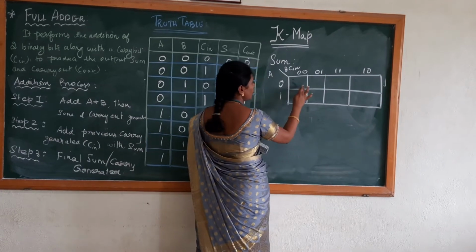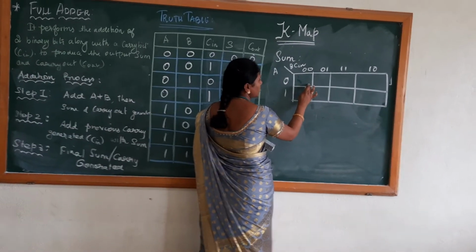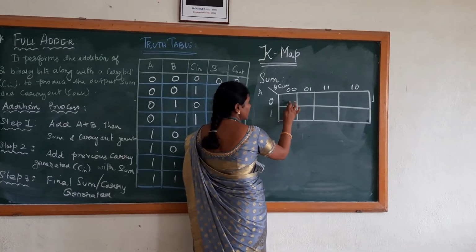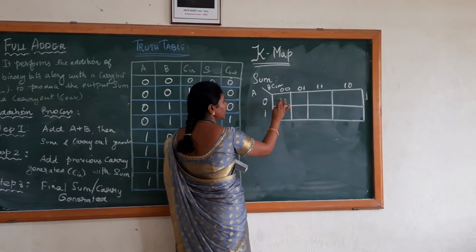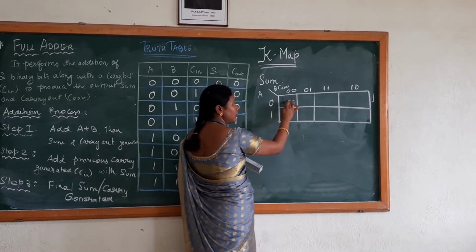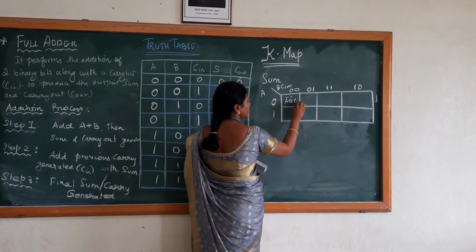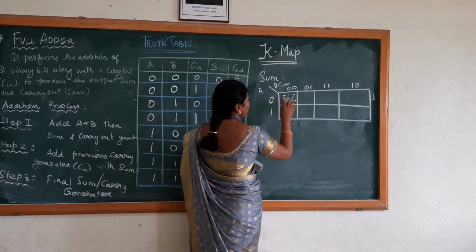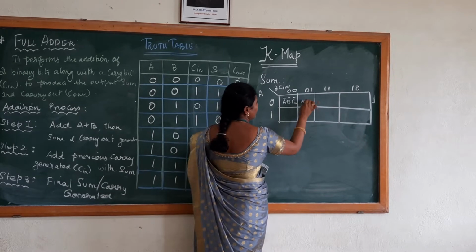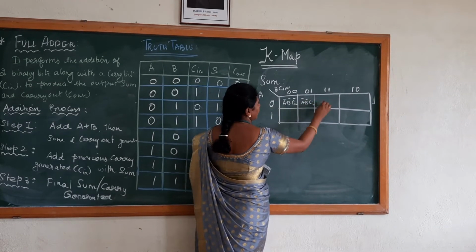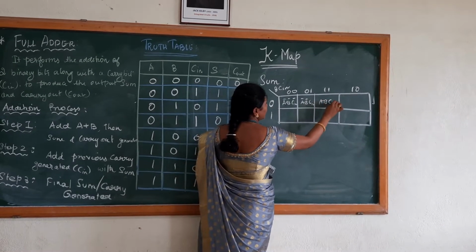So now the value of this cell is what? This cell is 0, 0, 0. So what is the name of this cell if I want to name it now? This means A bar, B bar, Cin bar. So likewise, A bar, B bar, Cin, and this is A, B, Cin.